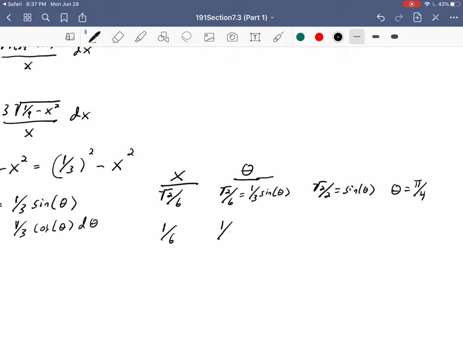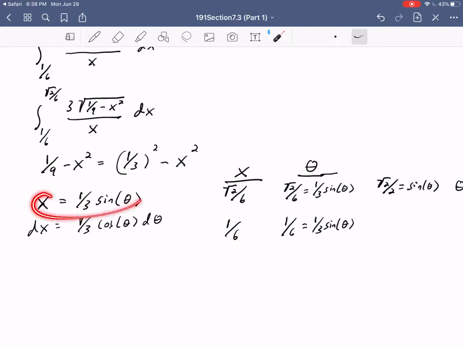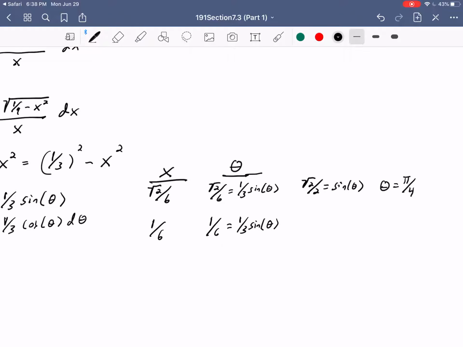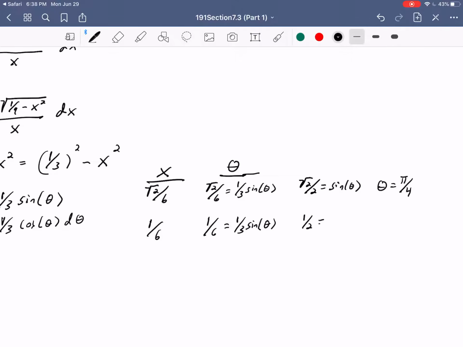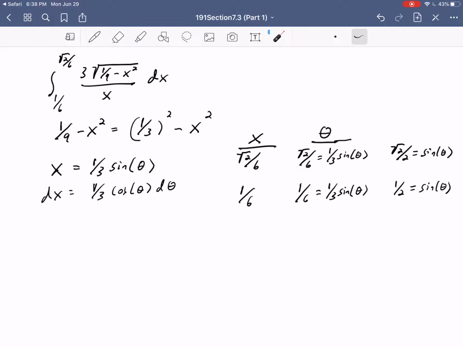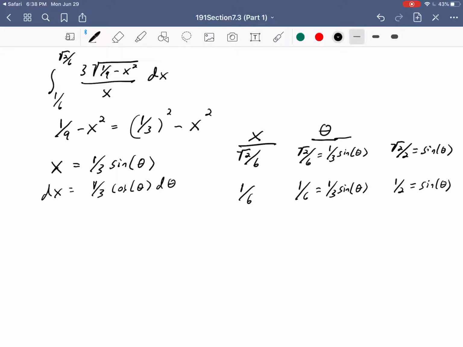Same thing here. We can say 1/6 is 1/3 sine theta. Again, just plugging in what we know x is, since I'm just trying to change our bounds. Multiply by that 3, we get 1/2 equals sine theta. And that tells us that theta is pi over 6, because we know that sine equals 1/2 at pi over 6.